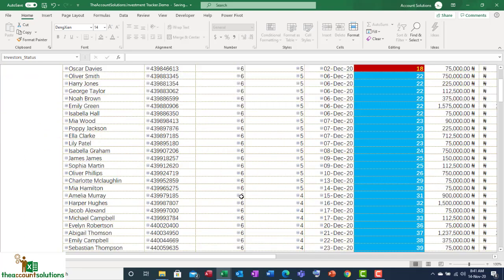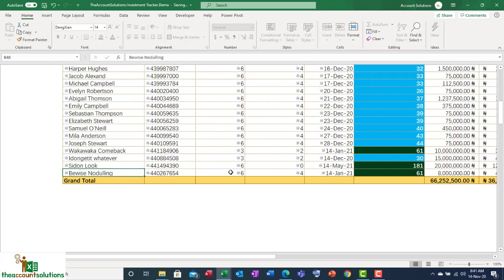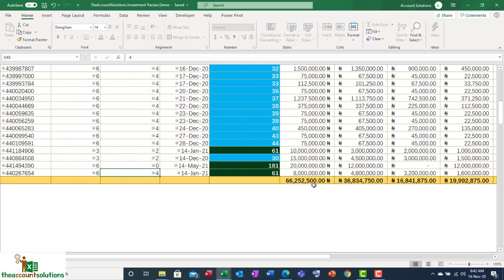So we have Be Wise No Darling. You see, Be Wise has 6 months maturity period for the investment, and we've paid her 4 months already. I mean, there are 2 more months left to be paid. Today is 14th of November. We paid the last ROI today. So we have 14th December and January 14th to pay. Now today, she wants to top up this 8 million naira. She wants to add additional 4 million naira to make it 12 million.